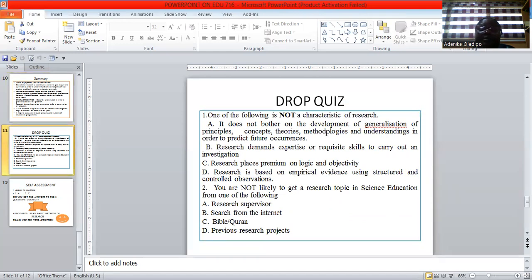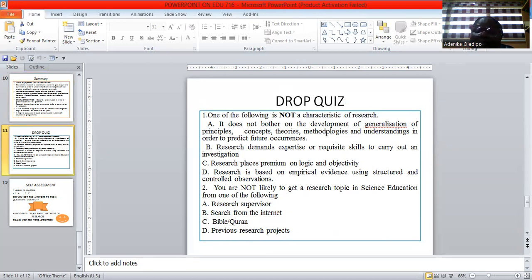B, research demands expertise or requisite knowledge to carry out an investigation. C, research places premium on logic and objectivity. D, research is based on empirical evidence using structured and controlled observation. This is a multiple choice question. You have to choose one answer that is correct and write the letter down.